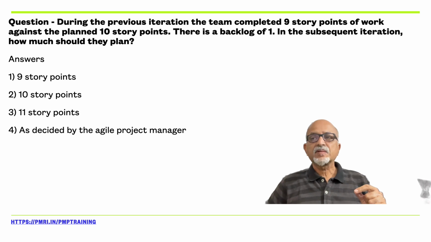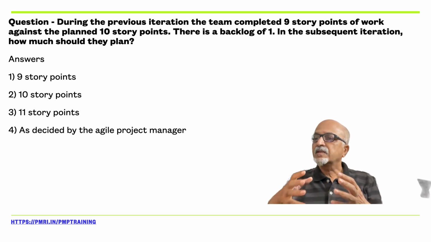Now let us go through the question. During the previous iteration, the team completed 9 story points of work against the planned 10 story points. There is a backlog of 1. In the subsequent iteration, how much should they plan?